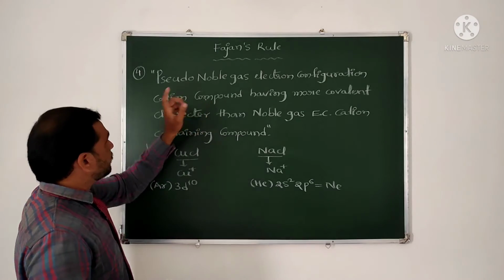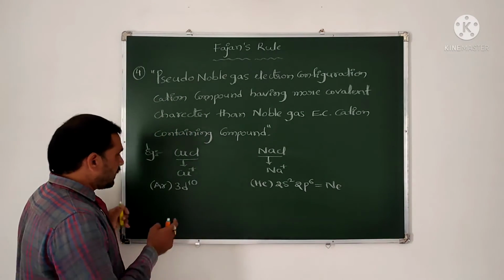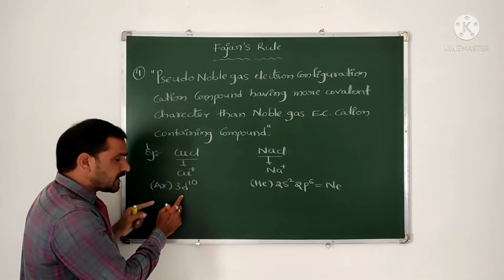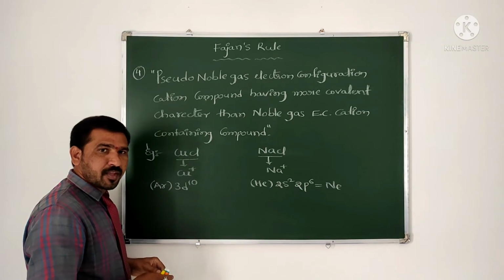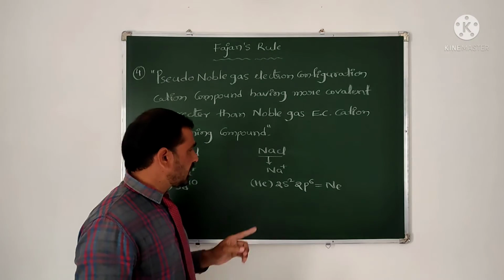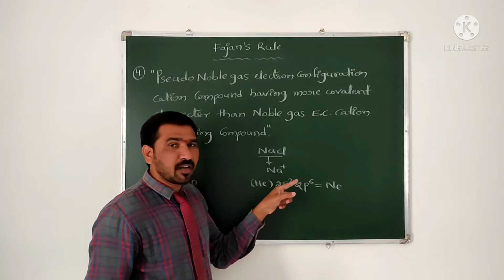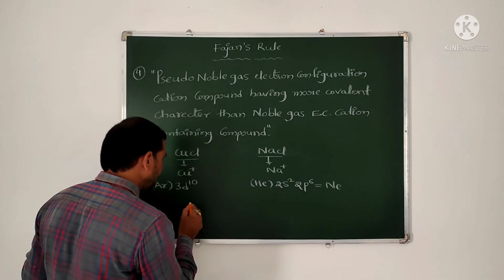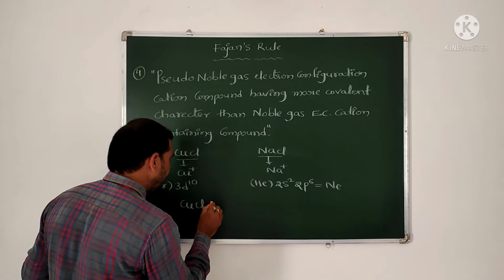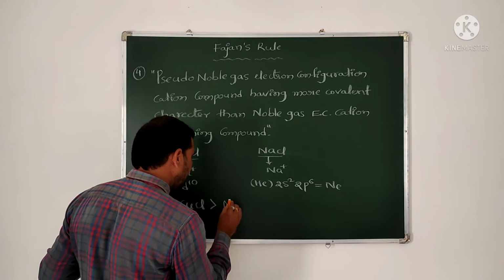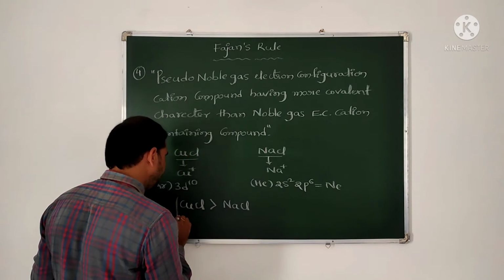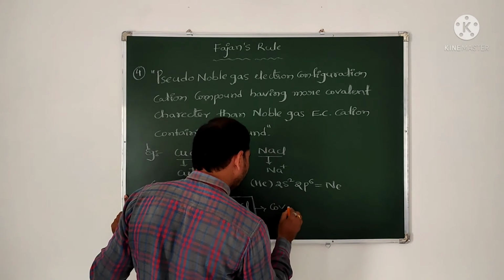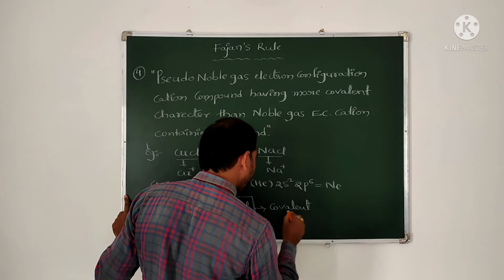With respect to this fourth rule of Fajan, the cation which has pseudo noble gas electronic configuration has more covalent character compared to the cation which has noble gas electronic configuration. Based on that fact, CuCl has more covalent character than NaCl. So this is about what, beta? Covalent character.